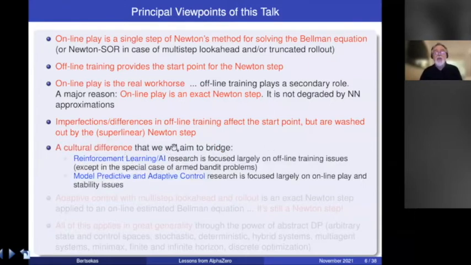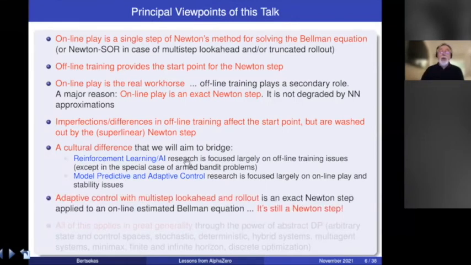Now, there's a cultural difference between the reinforcement learning artificial intelligence community and the control community, particularly model predictive control and adaptive control. People in reinforcement learning focus primarily on offline training issues, whereas people in model predictive control are focused largely on online play and also stability issues, which are not dealt with by the reinforcement learning community almost at all. So we're going to try to bridge this gap through these visualizations.